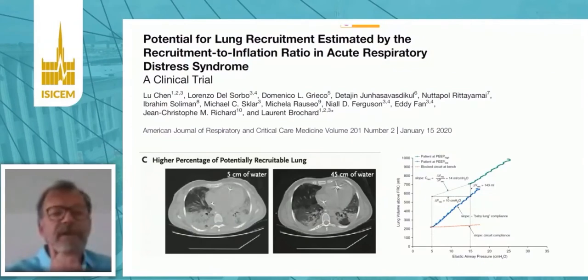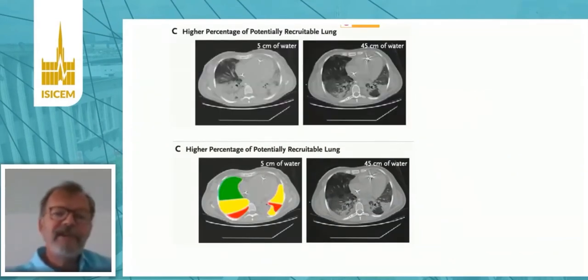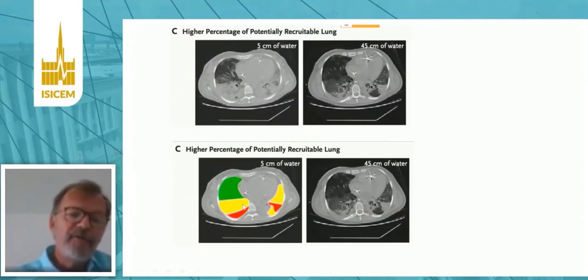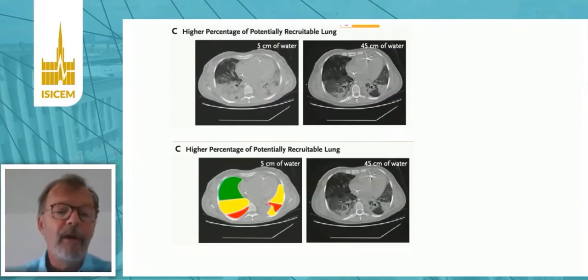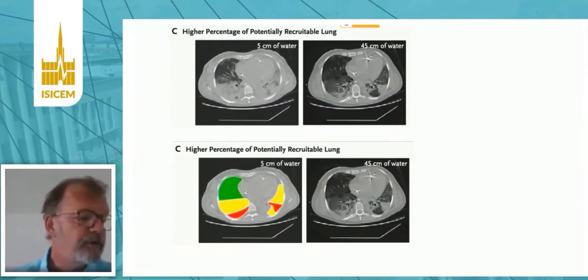This is a paper we published with Lu Chen and co-workers validating a bedside method, which we call the potential for lung recruitment, estimated by the recruitment to inflation ratio. You can find this method very easily on our website, on our blog, and there is a video to show how to do it. Very briefly, the principle, if we go back to this recruitable lung, is to try to measure the distribution of volume into the green part, which is the open lung at baseline. So this is a baby lung, and the yellow part is the recruitable lung. The red part is, of course, the part which is not recruitable.